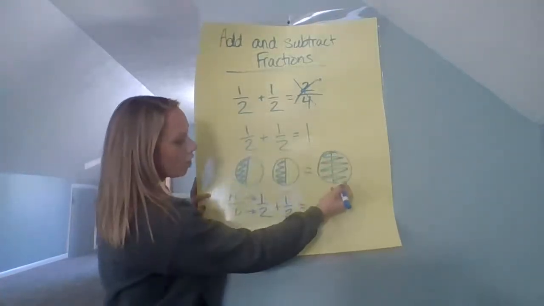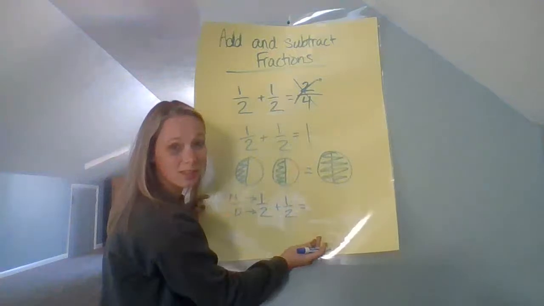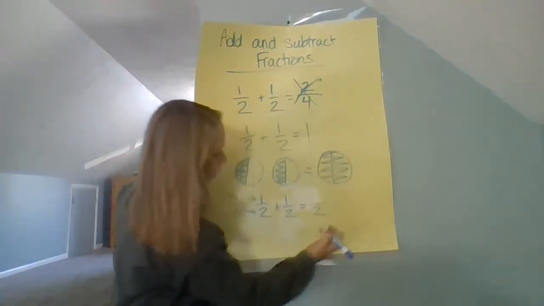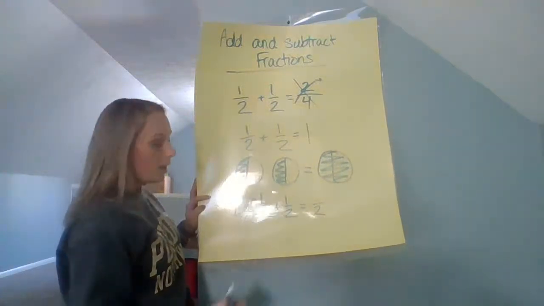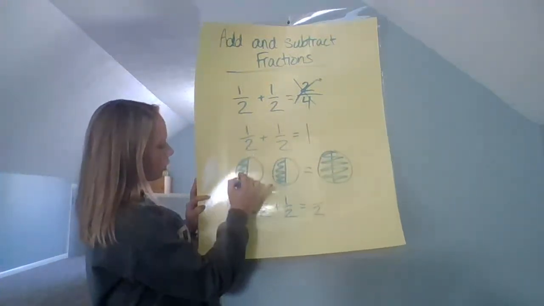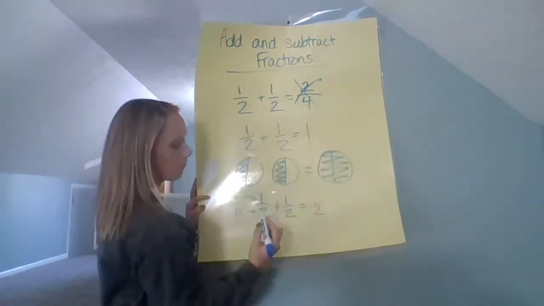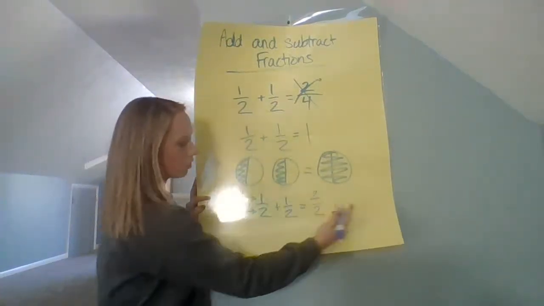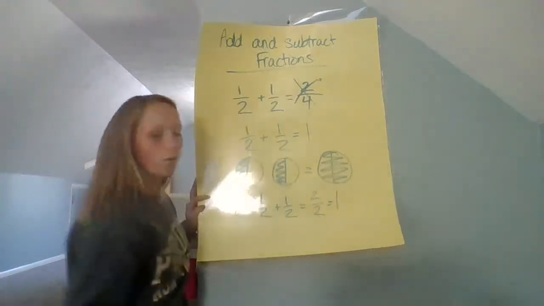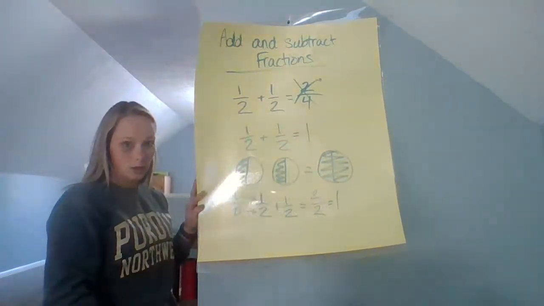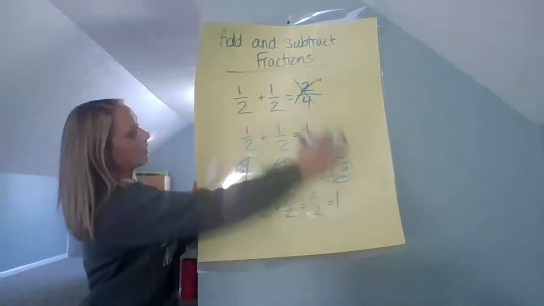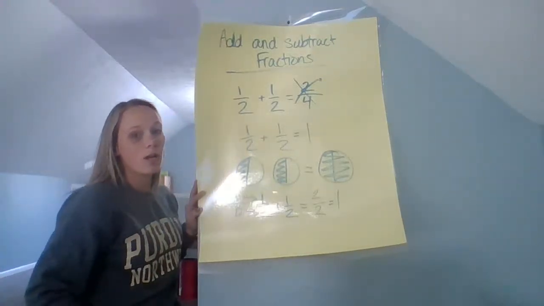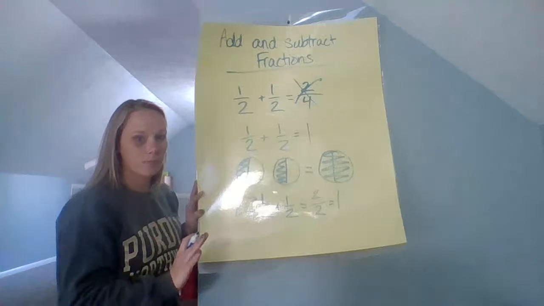But do I change having any more than 2 parts? No. So I would write my 2 down here. Okay, but my top parts, they are changing, right? 1 plus 1 gave me 2, and we know that 2 over 2 is equal to 1 whole. Okay, so this is super basic adding fractions. You guys are big 5th graders, so we're going to get a little more difficult.